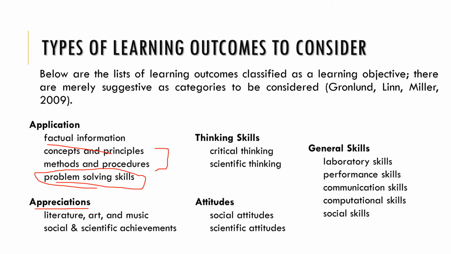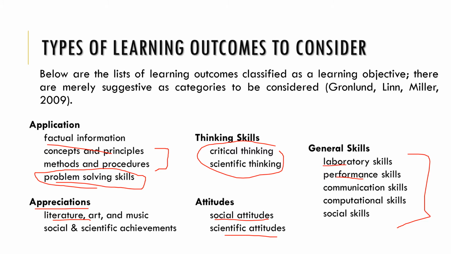Appreciations, the term appreciations, you can dig it up more for literature, art, music, social and scientific achievements. And then for attitudes, you have social attitudes and of course scientific attitudes. For critical thinking skills, focusing on critical thinking and scientific thinking. For general skills, we have laboratory, performance skills, communication skills, computational skills, and social skills. So those are the list of learning outcomes classified as learning objective.